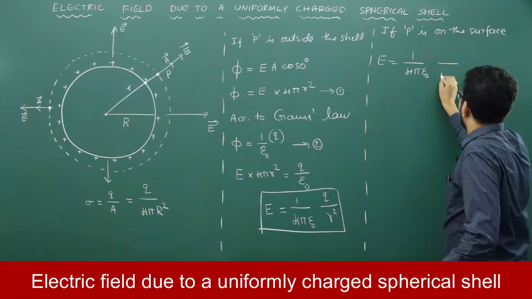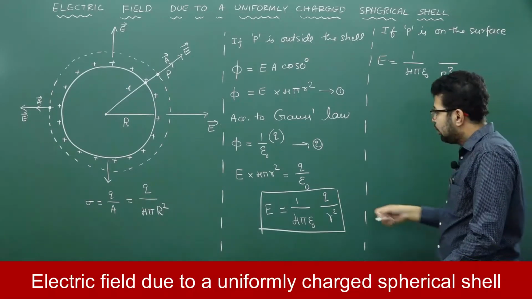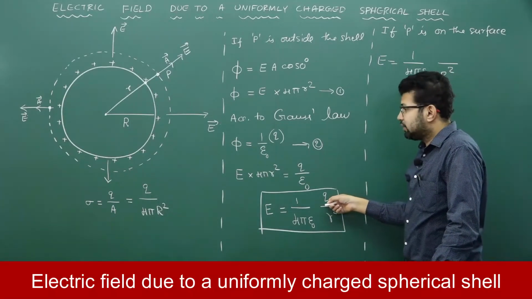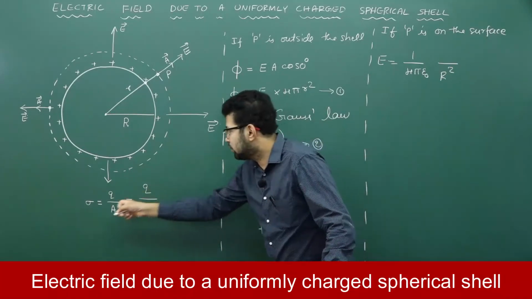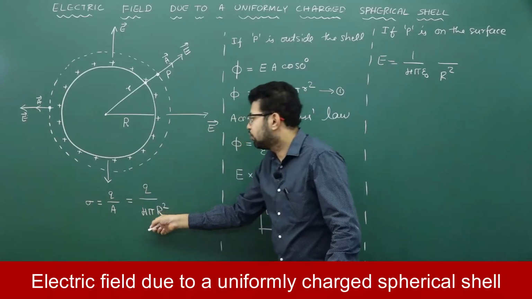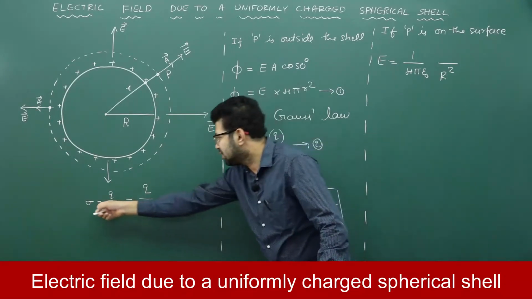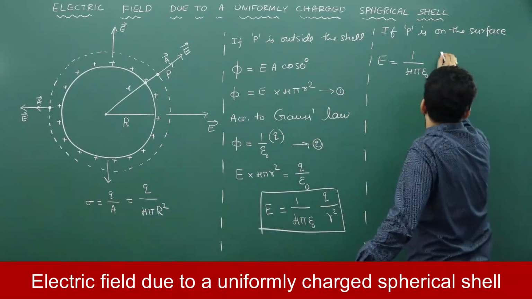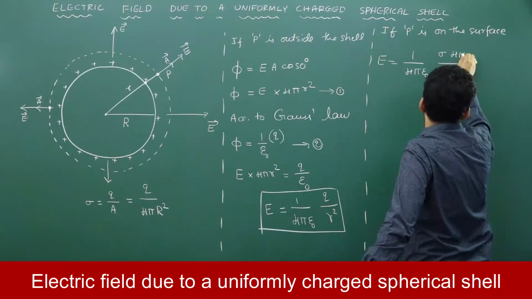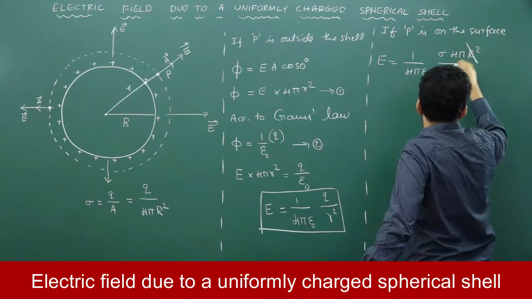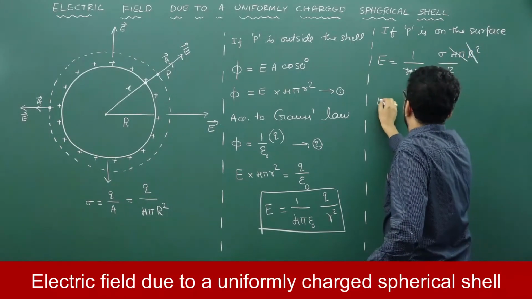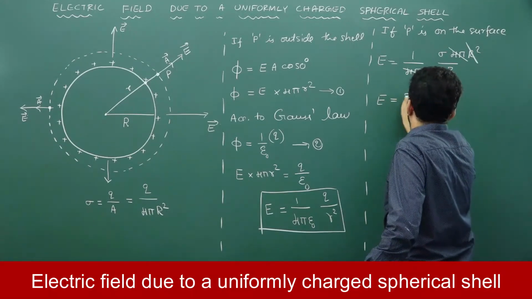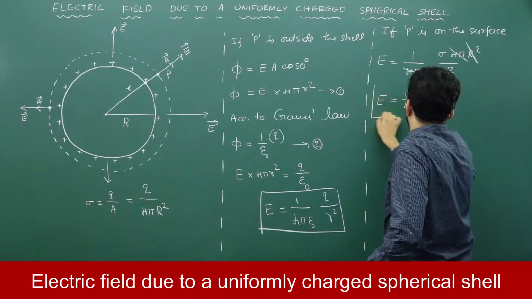So, R square. Then what is the charge? What is the equation for charge? Q is equal to sigma into 4 pi R square. So, R square gets cancelled, 4 pi gets cancelled. What do we get? Electric field equal to sigma by epsilon naught.